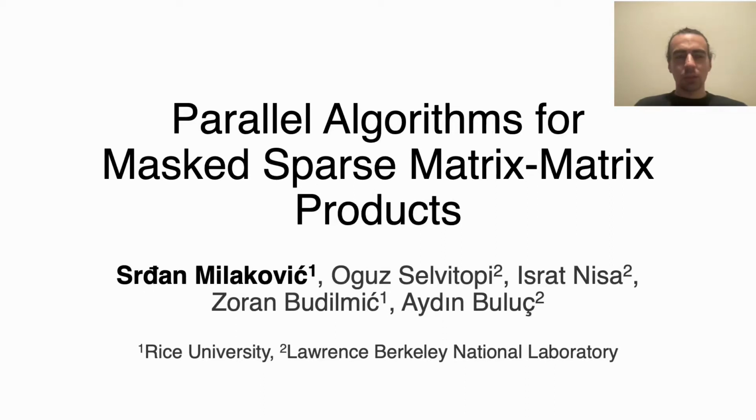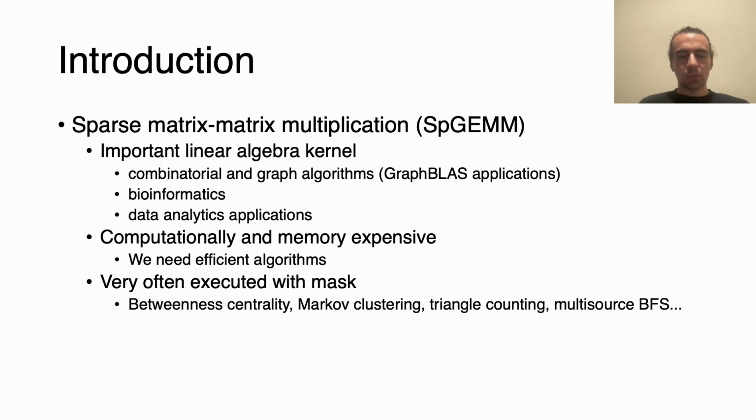Hello everyone. Today I will present four novel algorithms for parallel masked sparse matrix multiplication. As we all know, sparse matrix multiplication is a very important linear algebra kernel. It is used across many domains like combinatorial and graph algorithms, including GraphBLAS applications, bioinformatics, and data analytics applications. It is computationally and memory very expensive, therefore we need efficient algorithms.